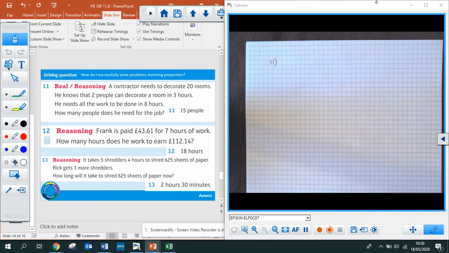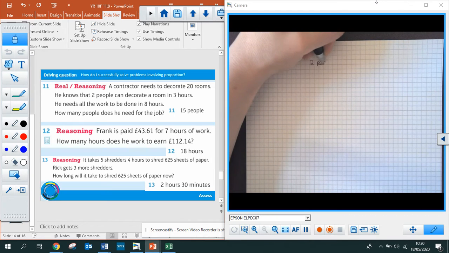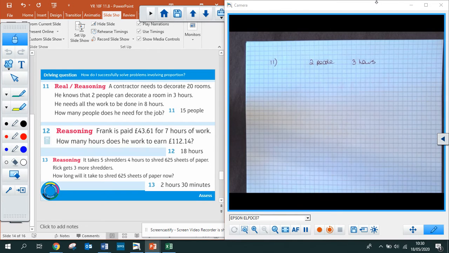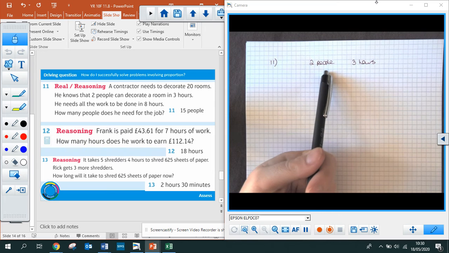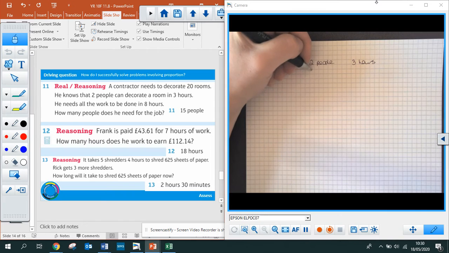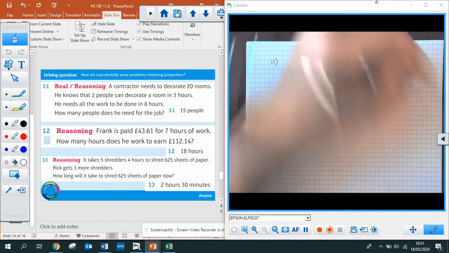A contractor needs to decorate 20 rooms. He knows that 2 people can decorate a room in 3 hours, okay? So 2 people decorate 1 room in 3 hours. He needs all the work to be done in 8 hours. How many people does he need for the job? I know 2 people will do 1 room in 3 hours. Therefore, it's going to take 1 person double the amount of time, isn't it? It's going to take 1 person 6 hours to decorate 1 room, okay?